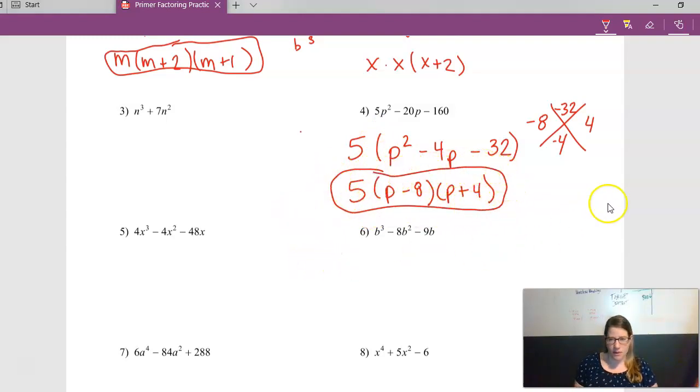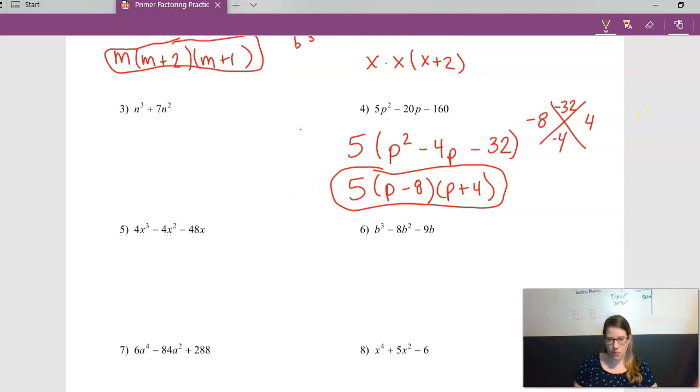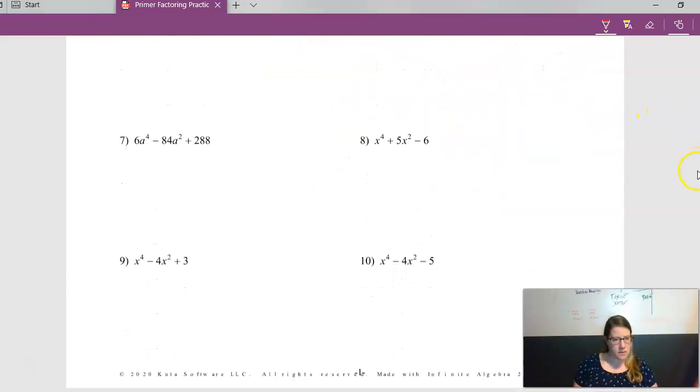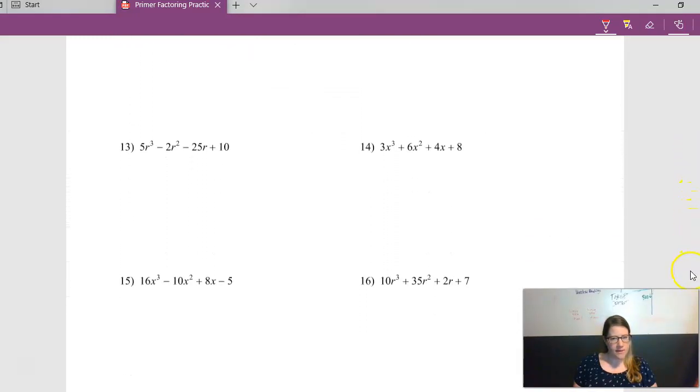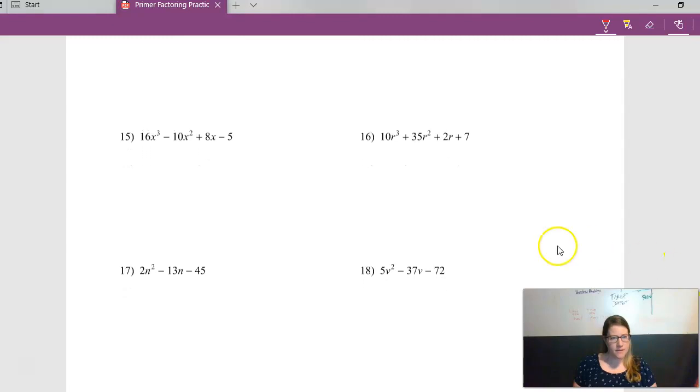Let's look at one that does not have a as being 1. Let's look at number 17. So we're going to x factor. There's no common factor between 2, 13, and 45. This one doesn't have an n, so there's no common factor here. We want a, which is 2, times c, which is negative 45, which would give me negative 90, and b is negative 13. So I'm looking for two numbers that multiply to negative 90 and add to negative 13.